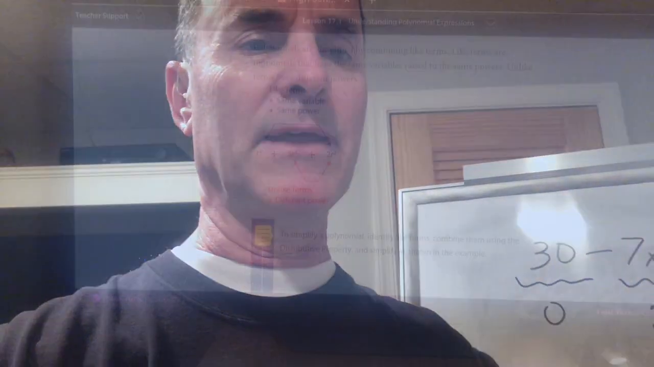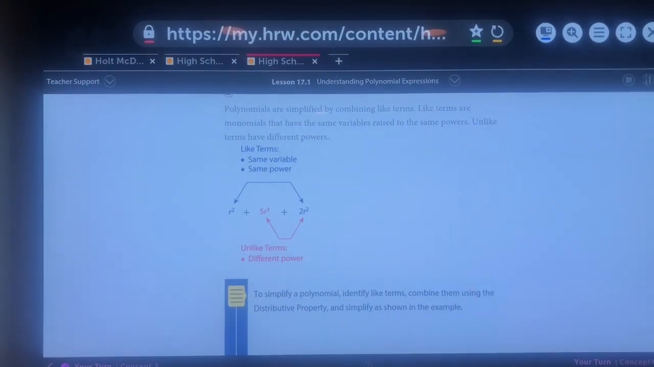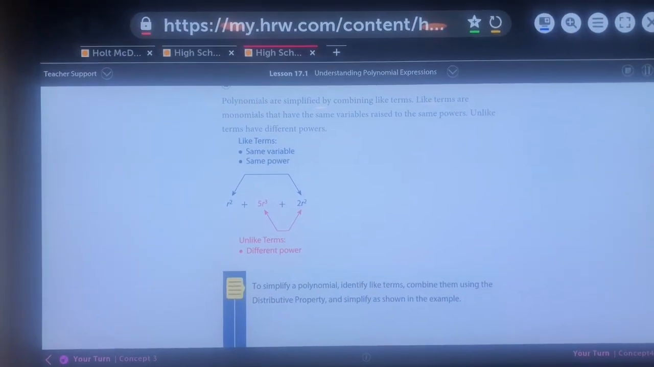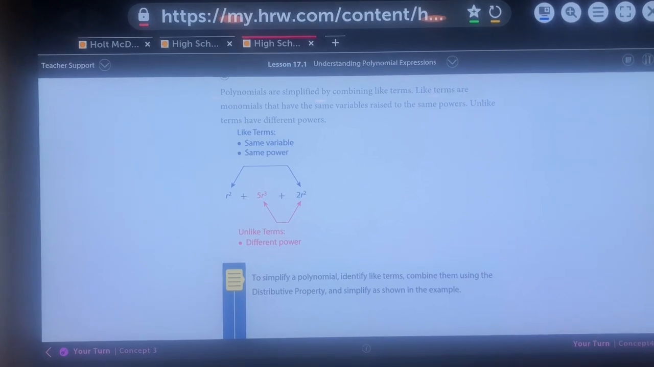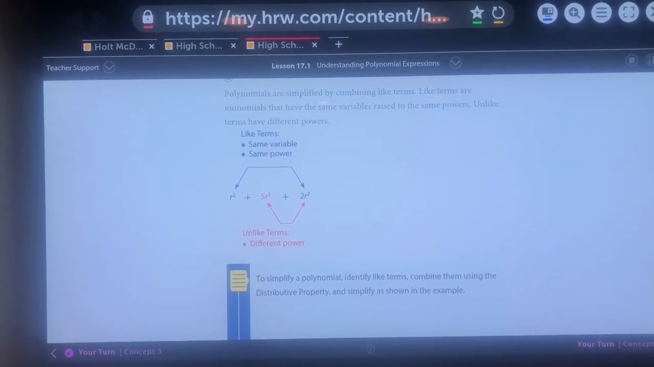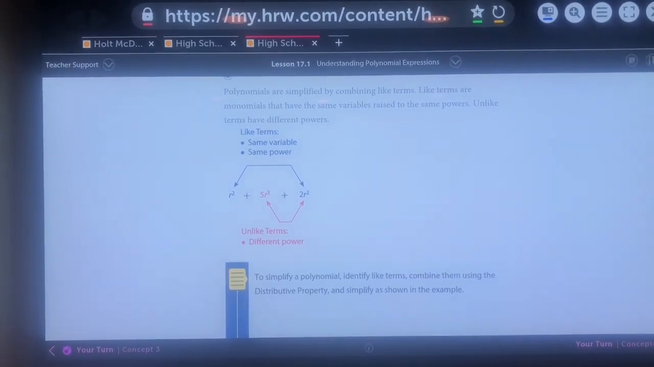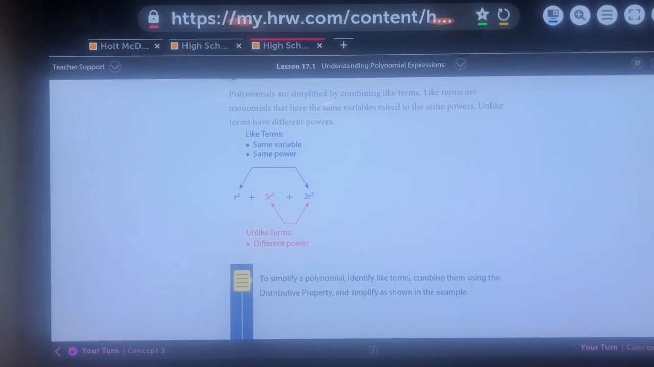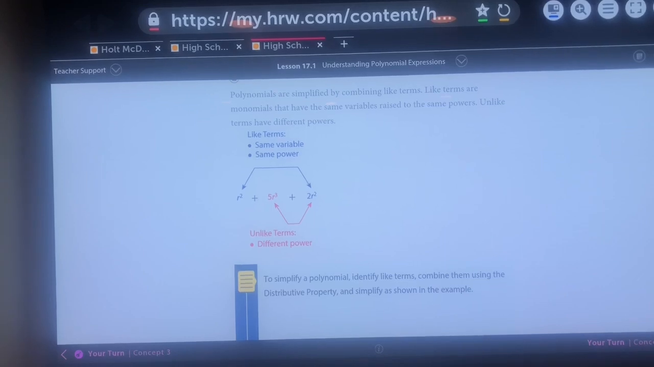Okay, we're going into our next component of the lesson in a minute. All right, so the next part of our lesson is to combine like terms. So you can see they gave an example here of r squared plus 5r to the 3rd plus 2r squared. And you can see the red lines and arrows indicate that those are not like terms.